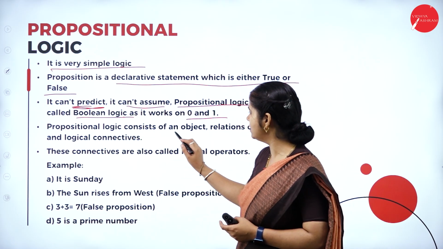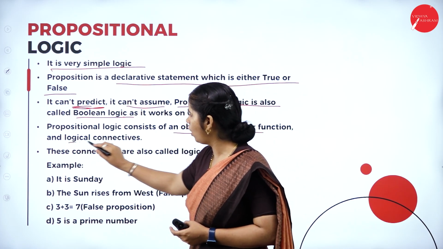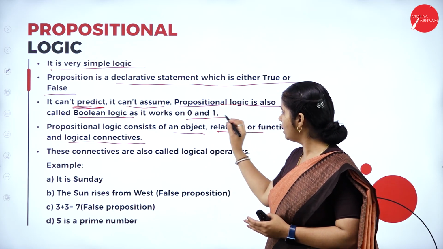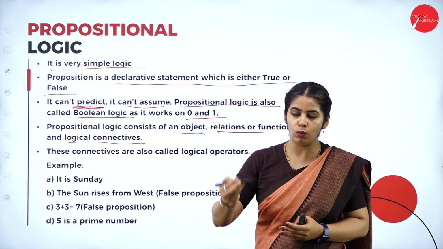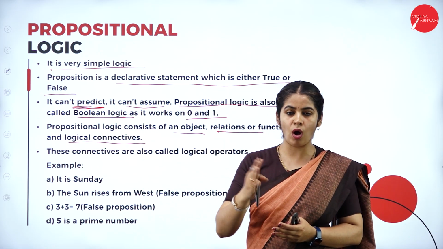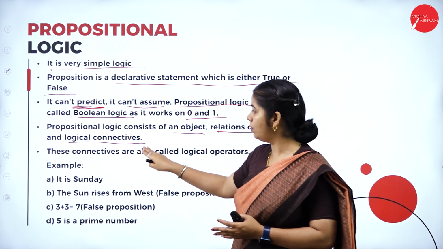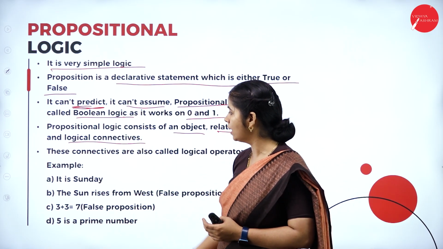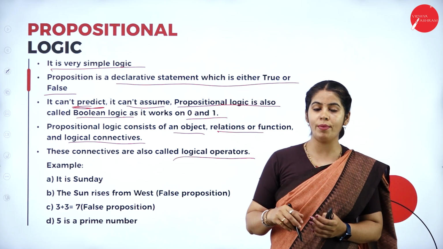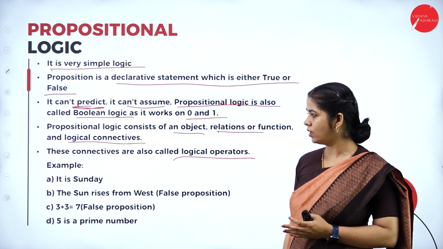Propositional logic consists of objects, relations or functions, and logical connectives. It will have some objects and what is the relation of that object with the real world, and how they are connected using some logic, how objects are connected to each other, with what logic it is connected. That will be represented in propositional logic. These connectivities are also called logical operations. How we are providing the connection, that is called logical operations.